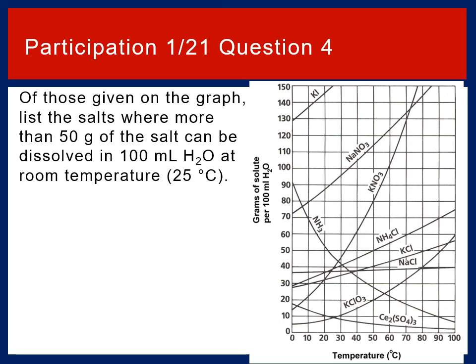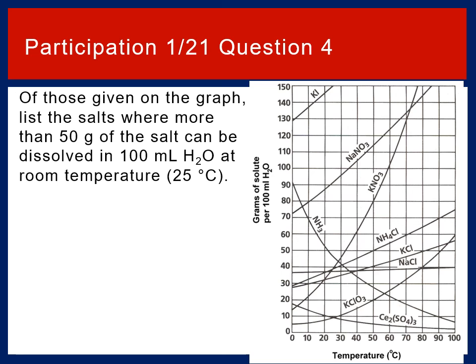Participation 121, question 4. Of those given on the graph, list the salts where more than 50 grams of the salt can be dissolved in 100 milliliters of water at room temperature, which is 25 degrees Celsius. This is the fourth question on participation 121, due Friday, January 21st at 11:55 p.m. over on Blackboard. Link to the assignment is right below the links to these videos.